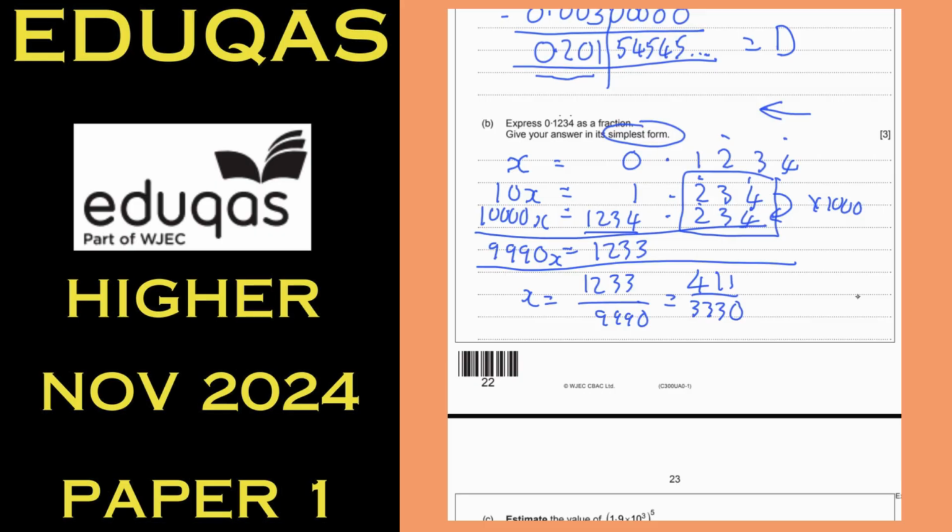Unfortunately, don't stop there, because look at the digits of 411. They add up to 6, which is a multiple of 3. And on the bottom, they add up to 9, which is a multiple of 3. They can both be divided by 3. Again, bus stop if you want. I've gone for mental arithmetic.